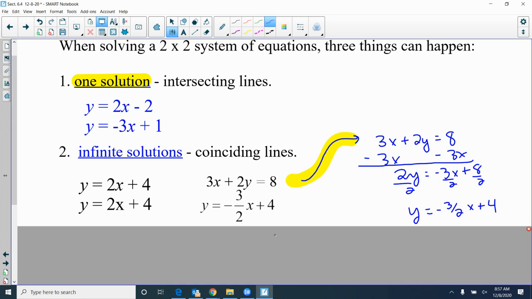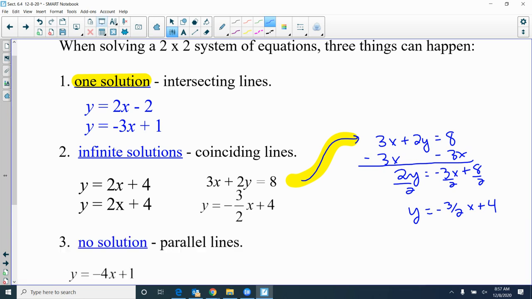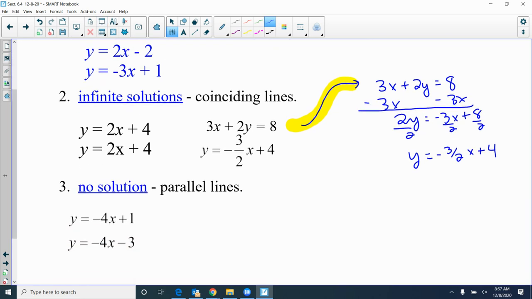And if you would graph them, you draw one and the other would be right on top of it. So they would hit at every point. So that's infinite solutions. And the third one is what we just looked at, no solution. You're going to have parallel lines.